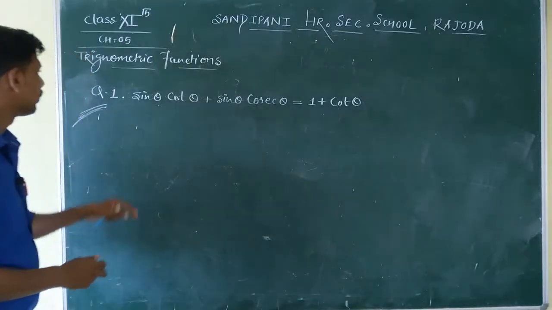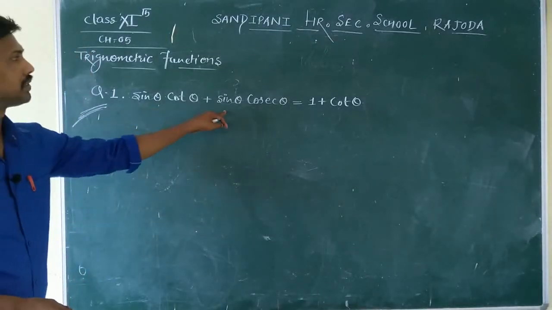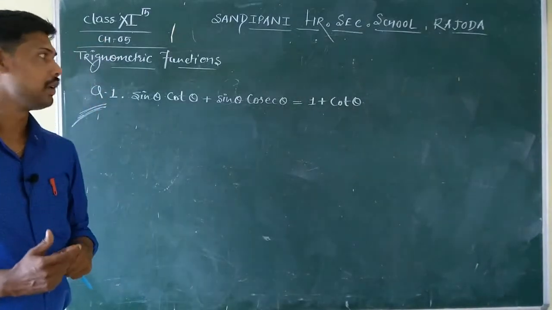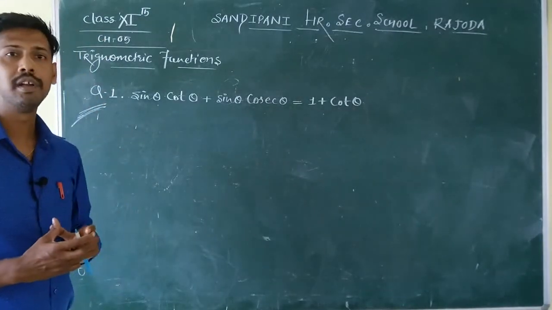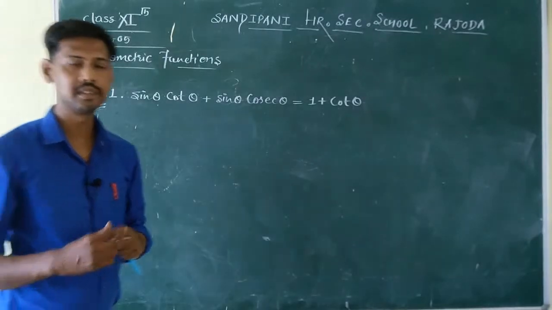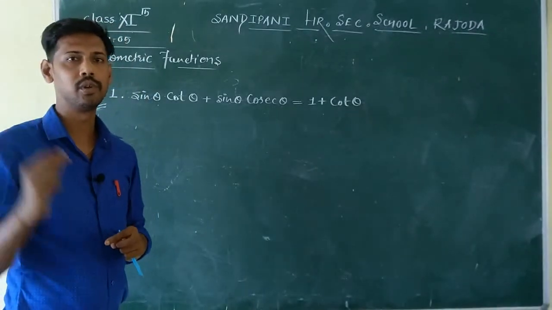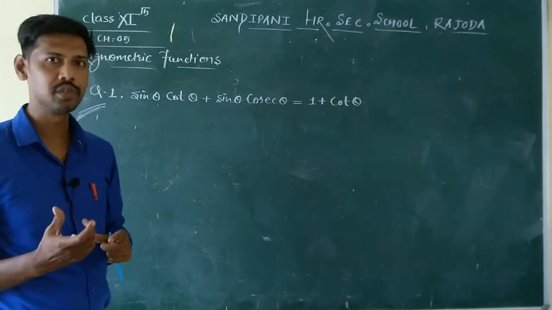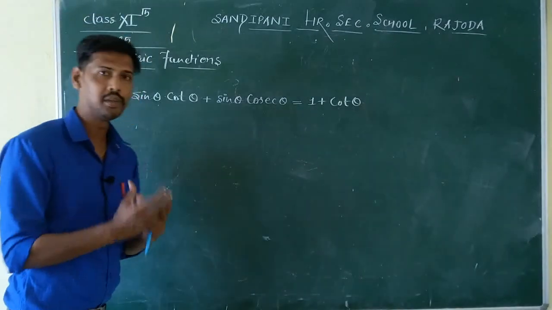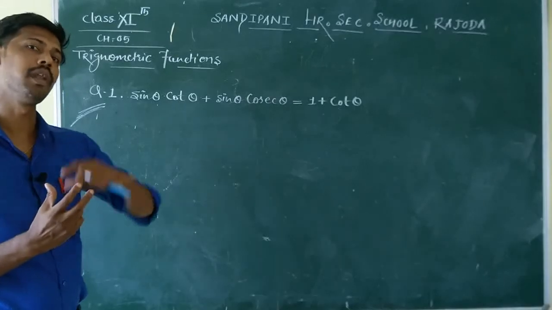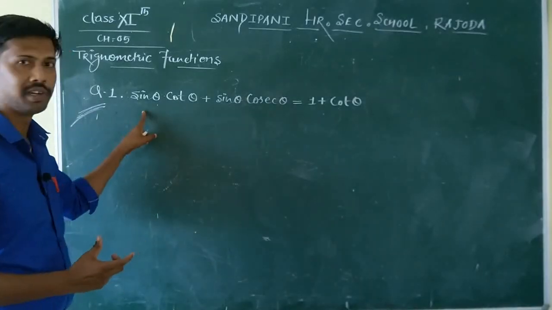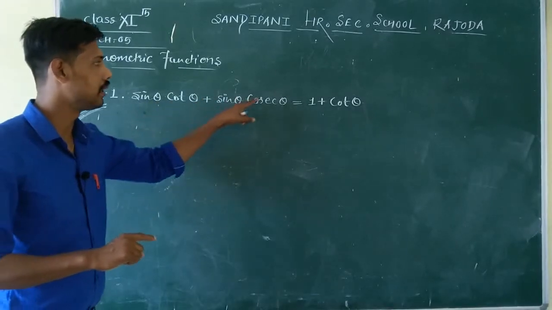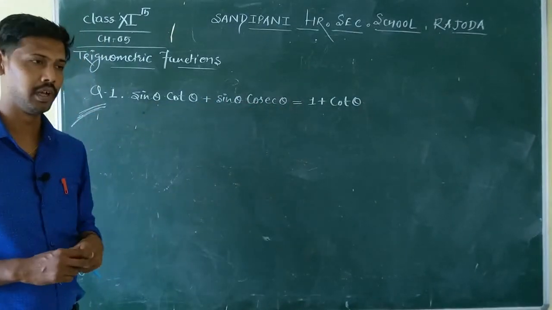Now, I am taking question number first: sin theta cot theta plus sin theta cosec theta will be equal to 1 plus cot theta. We know some identities related to class 10th, just like sin square theta plus cos square theta equal to 1, 1 plus tan square theta equal to sec square theta, 1 plus cot square theta equal to cosec square theta, and so on. By the use of the identities of class 10th, we have to prove what is the demand of the question. Prove that sin theta cot theta plus sin theta cosec theta equal to 1 plus cot theta.